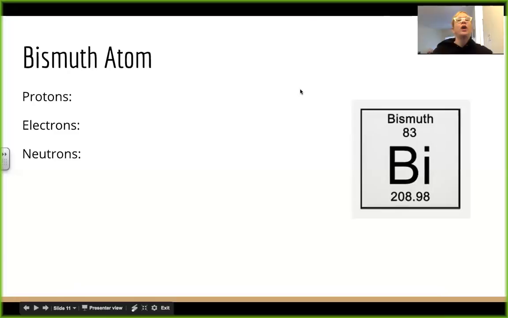Okay, so we did that for carbon. Now you guys are going to try to do the same exact thing for bismuth, which I happen to know is somebody's favorite element, Elizabeth, because it looks beautiful. But I picked it because it has a very different number of neutrons, right? It's not going to be 83, 83, 83. So take a second right now, calculate the number of protons, electrons, and neutrons for a bismuth atom.